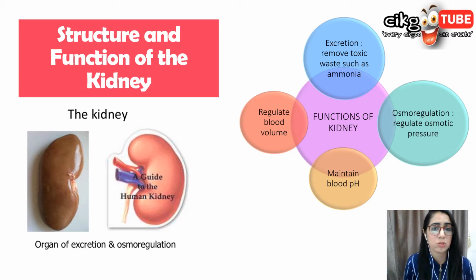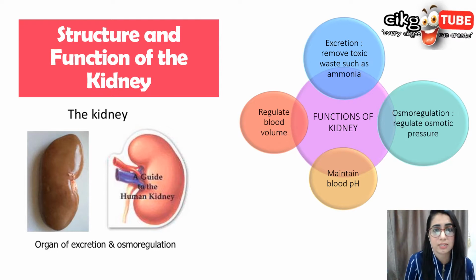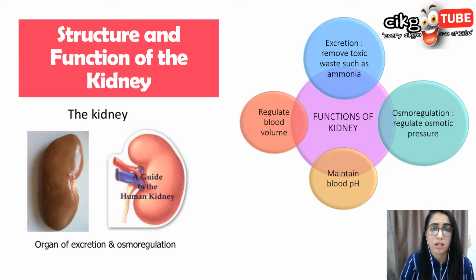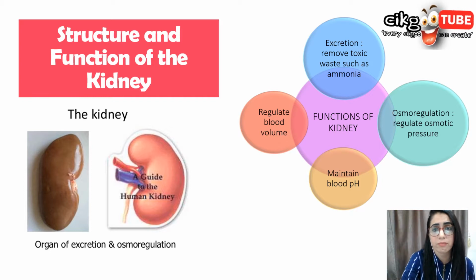It also helps to regulate the blood volume. It controls the quantity of water that is excreted in the urine. The kidneys filter the blood and form the urine, which then exits the body through the ureters, urinary bladder, and urethra. Urine consists of water, urea, and other dissolved waste, and some excess nutrients.